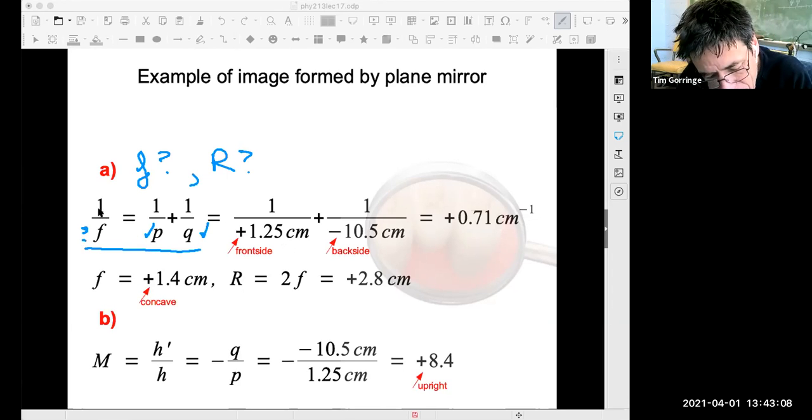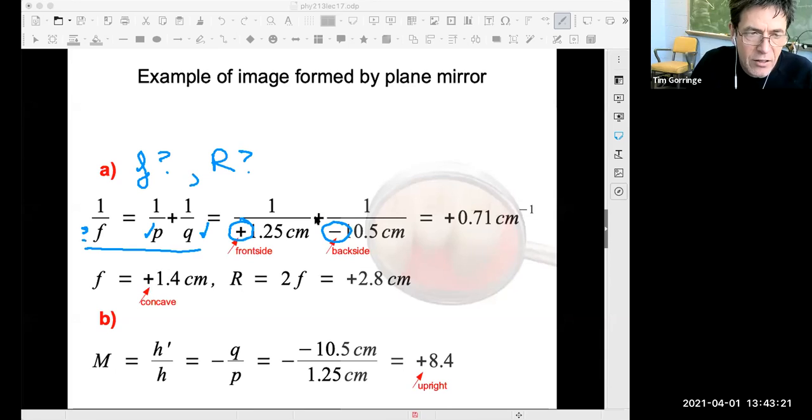So I plugged in 1 over the focal length is the sum of 1 over the image and object positions. I plugged in the image and object positions. I have to be careful, this is where it's easy to make mistakes, about the signs of these quantities. The object is in front of the mirror. The image is formed behind the mirror. So I had to plug those in.